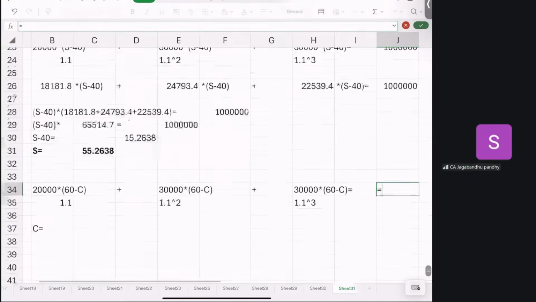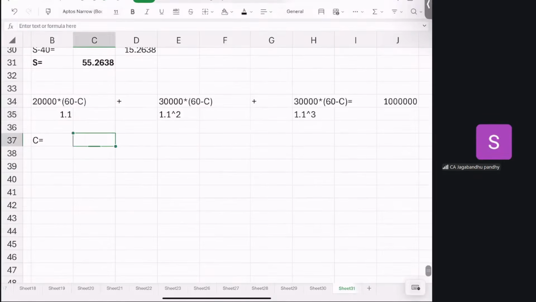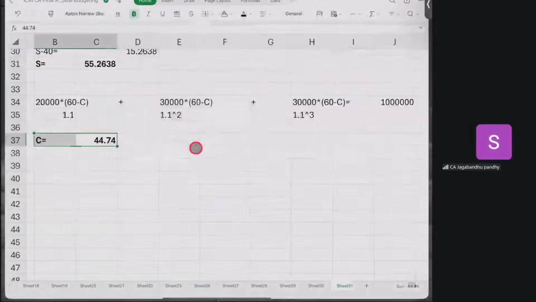This should be equal to, my bad, 10 lakh. So as you said, solving this equation for C gives us 44.74, right? Yes, sir. Solving this equation for C, it is 44.74. Okay, correct. We can do it by reducing 15 from the earlier figure of 16.